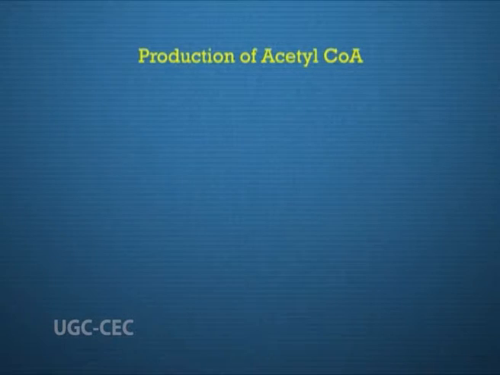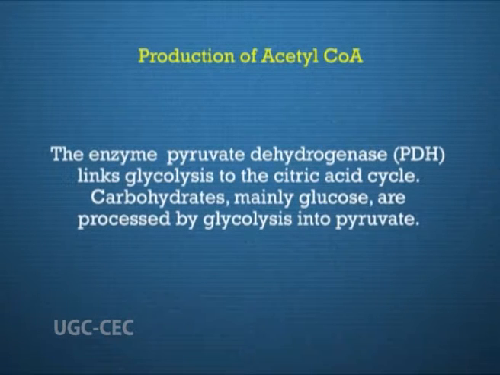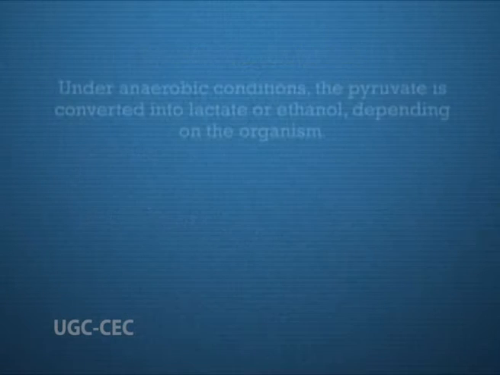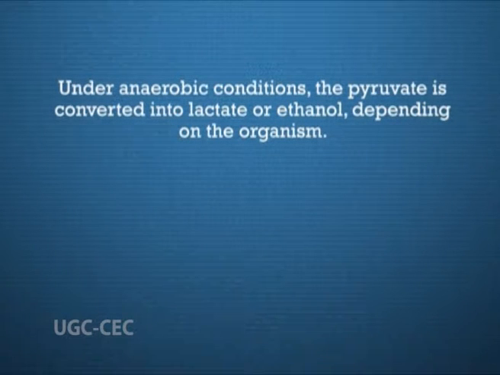Before we go into the reactions of the citric acid cycle, let us study the reactions that link glycolysis to the citric acid cycle. The enzyme pyruvate dehydrogenase links glycolysis to the citric acid cycle. Carbohydrates, mainly glucose, are processed by glycolysis into pyruvate. Under anaerobic conditions, the pyruvate is converted into lactate or ethanol depending on the organism.